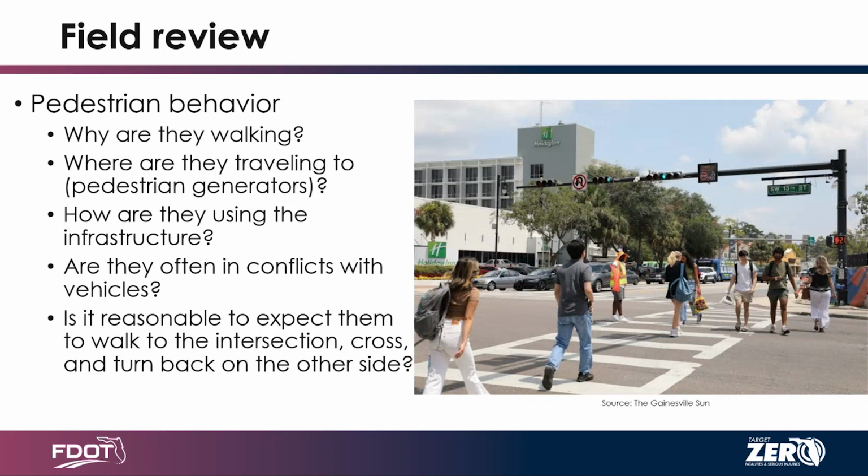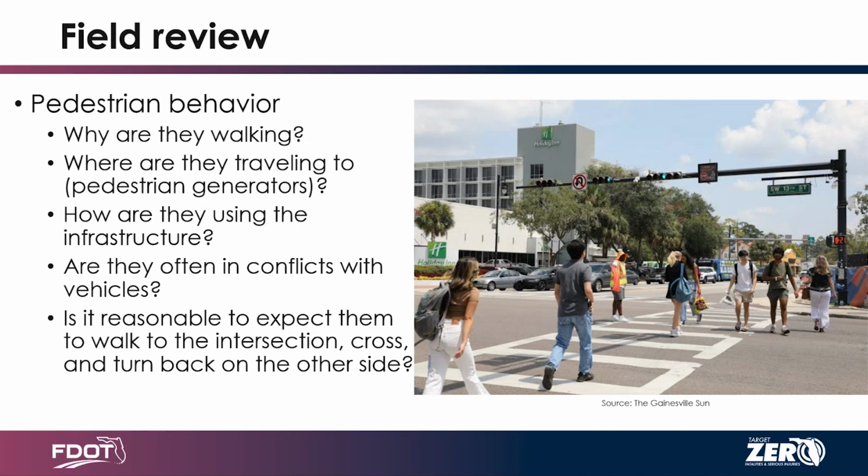And then everybody mentioned this, you just want to look at how the road users are behaving. So specifically for pedestrians, why are they walking? In this image, you can see it's taken near a college, so there are a lot of college students. They're walking to class and from their apartments back at home.